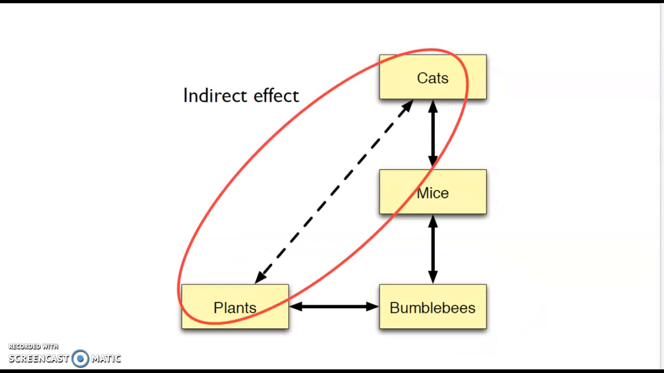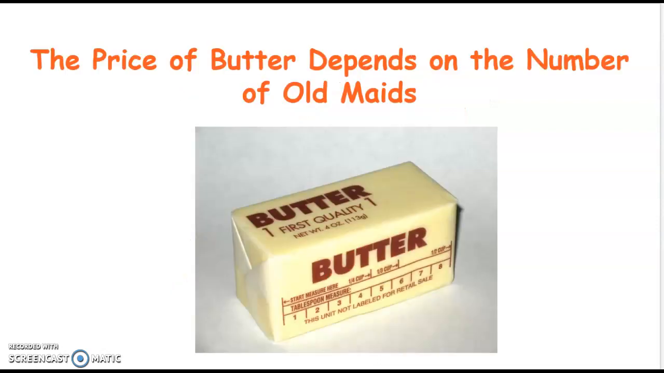So now how are the cats and the plants indirectly related? Well, the cats are eating the mice, and the mice are eradicating the bees. And the bees are needed to pollinate the clover. Now, cows will eat the clover. So the more clover there is, the less it costs the farmer to produce milk. And of course, butter is made from milk. Now, old maids are known to keep cats, and therefore the price of butter depends on the number of old maids.